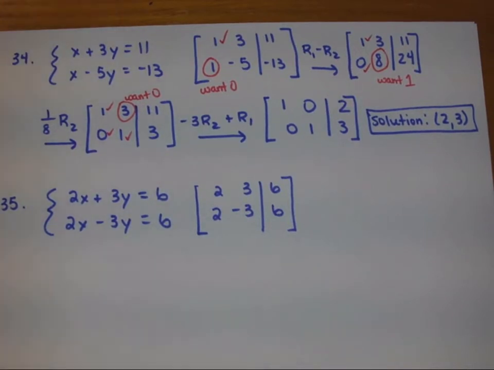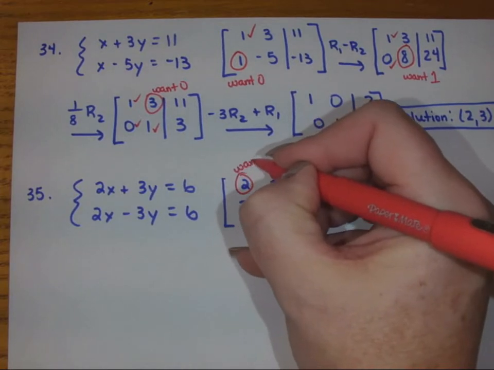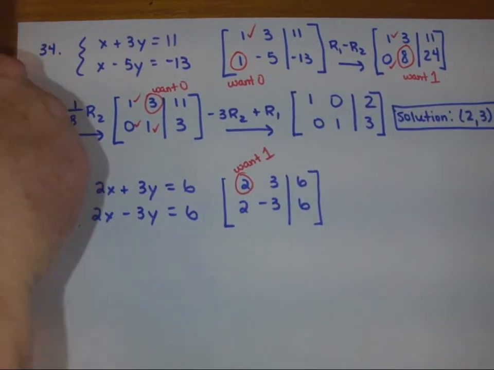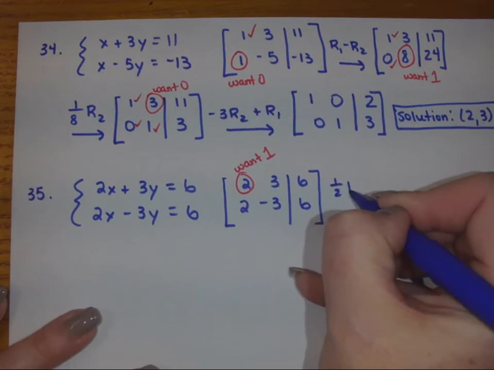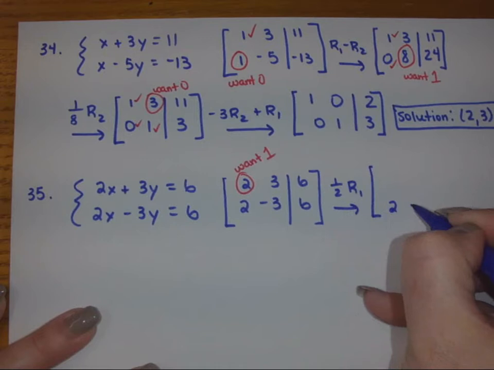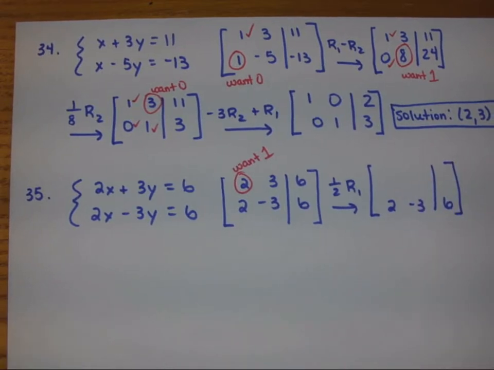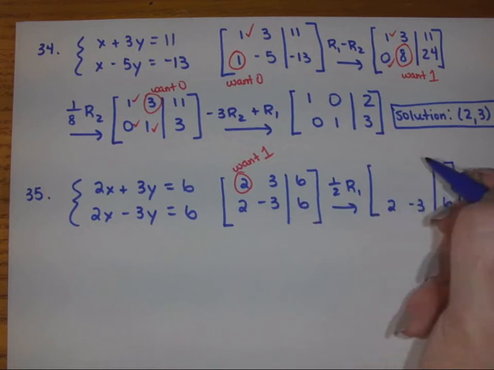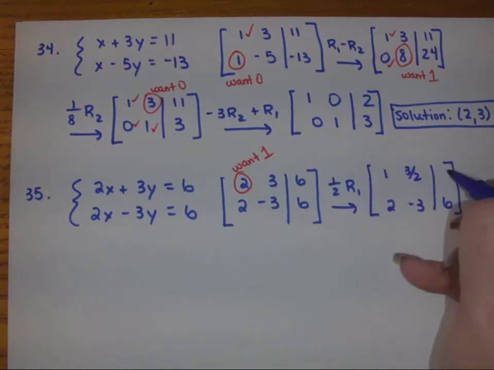All right. So the first thing is we start in the top left corner, okay? And we remember that we really want this to be a 1. Okay, so we use the reciprocal to get that. So we're going to do a half times row 1. Half would be the reciprocal of 2. So notice I'm pulling over what's not changing first, and then I'm just dividing by 2. 2 divided by 2 is 1. 3 divided by 2 is 3 over 2. 6 divided by 2 is 3.